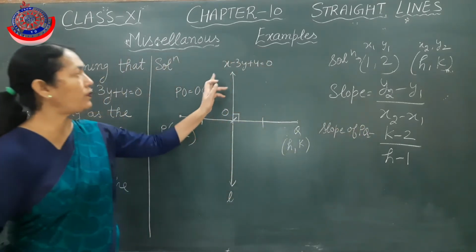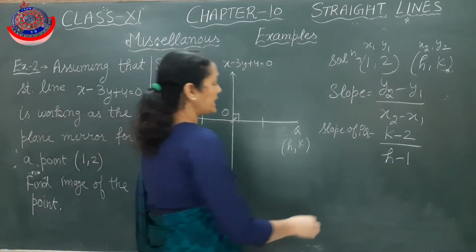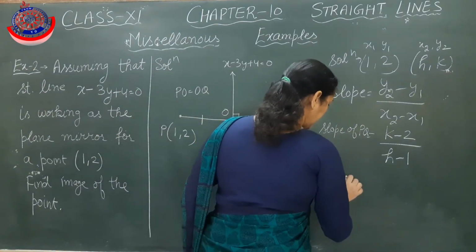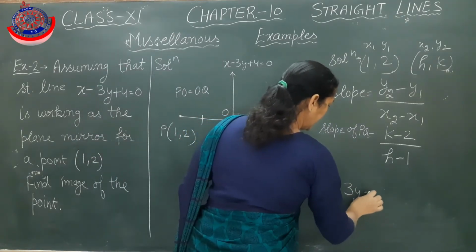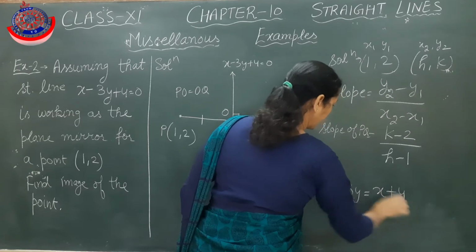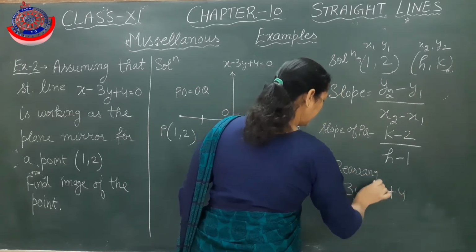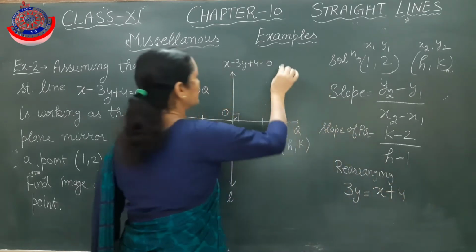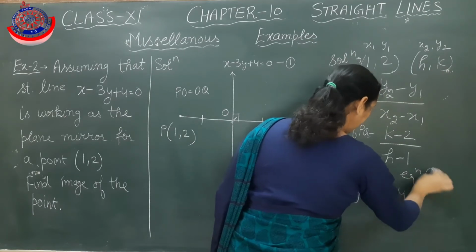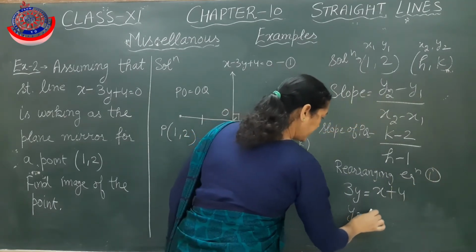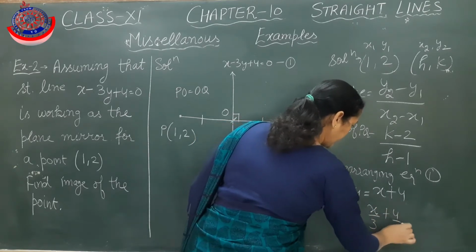Now for finding the slope of the equation x minus 3y plus 4, we will have to rearrange the terms. 3y shifted to that side gives 3y equals x plus 4. This we have obtained by rearranging. So y is equal to, this 3 will go to the other side, x upon 3 plus 4 upon 3.